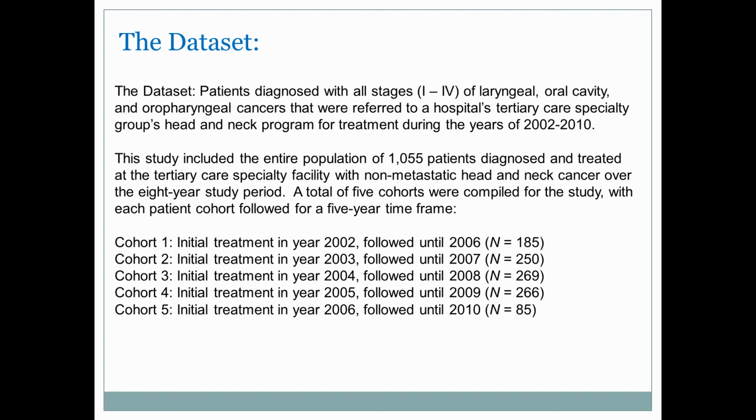A total of 5 cohorts were also looked at for the study. Each patient cohort followed a 5-year time frame. So we have cohort 1 that started in 2002, followed into 2006, and this N here tells you how many people were in the cohort. Okay, and so on and so on. The second cohort, 2003 to 7, third, 2004 to 8, fourth, 2005 to 9, fifth, 2006 to 10. And here's all the little cohort sizes, and they should add up to the 1,055. Okay, so that's our data set.